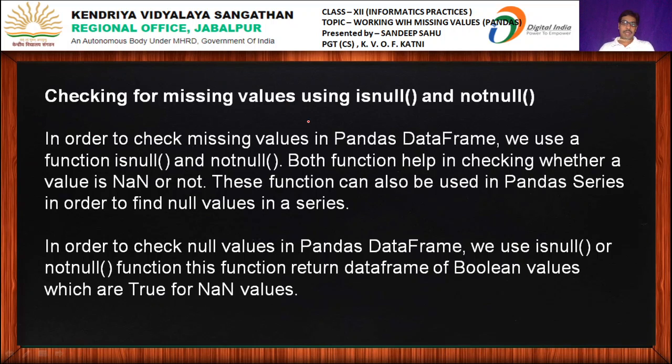Now let's talk about isnull and notnull. Both of these are used for checking for missing values in pandas. In order to check missing values in a pandas data frame, we use the functions isnull and notnull. Both functions help in checking whether a value is NaN or not. These functions can also be used in a pandas series in order to find null values in a series.